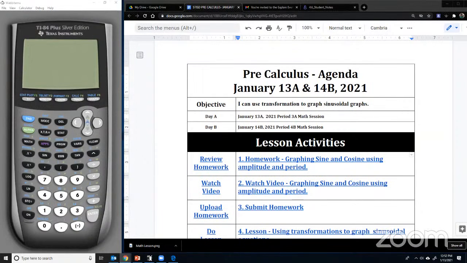We got 2 minutes before we start. We are going to be using transformations to graph sine and cosine graphs. Today is January the 13th.